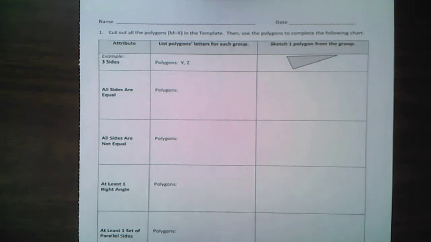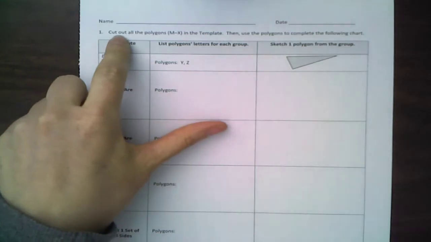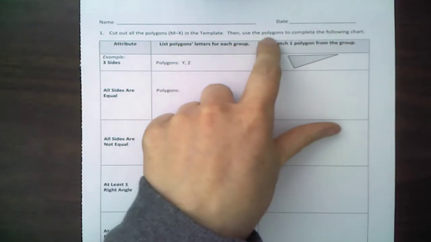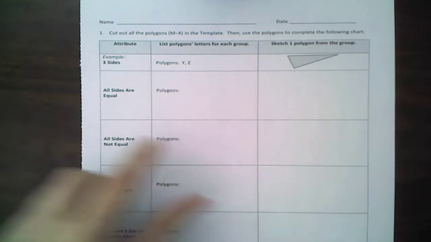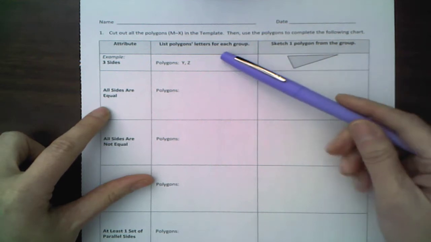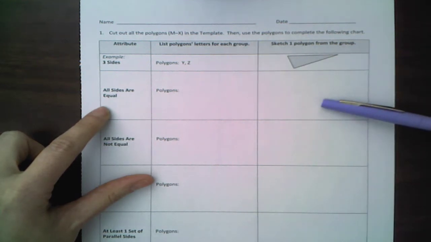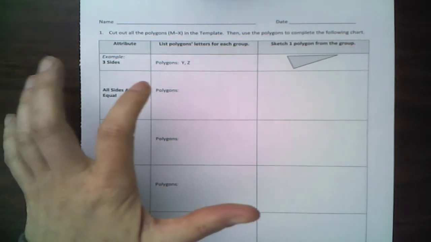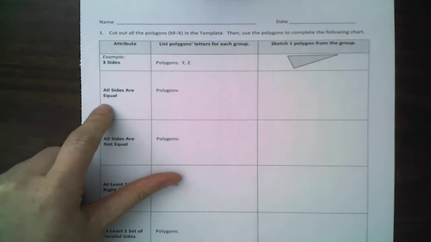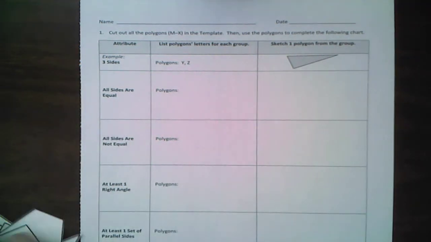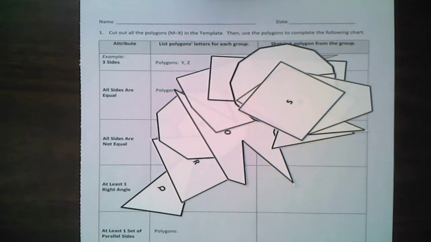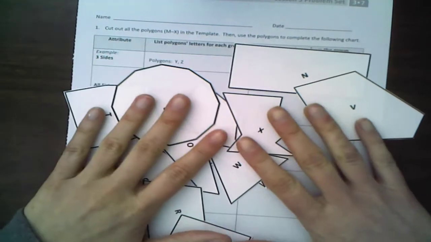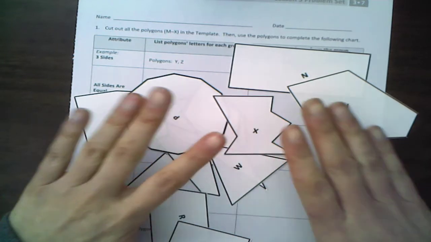Okay, so number 1 says, please read with me, cut out all the polygons M through X in the template. Then use the polygons to complete the following chart. So, a list of letters for each group, and then we're going to do one sketch. So the first attribute, which is like a quality of the shape, it says all sides are equal. So here we have a mess. Just a mess of shapes. So we need to find all the ones that have equal side lengths.